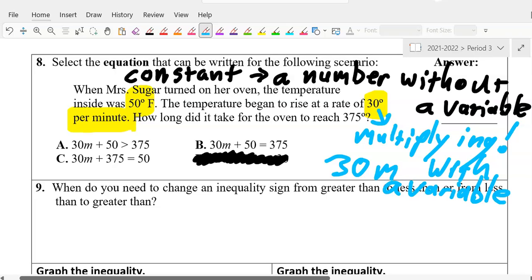Okay, so let's go to the last sentence. And Enosuke is going to help us with this one, right? How long did it take for the oven to reach 375? So our key word here is reach. What does reach tell us? Equal. Yeah, it tells us that we're getting it to equal 375. So which one of these says equal 375? B. It's the only one that's equal to 375.